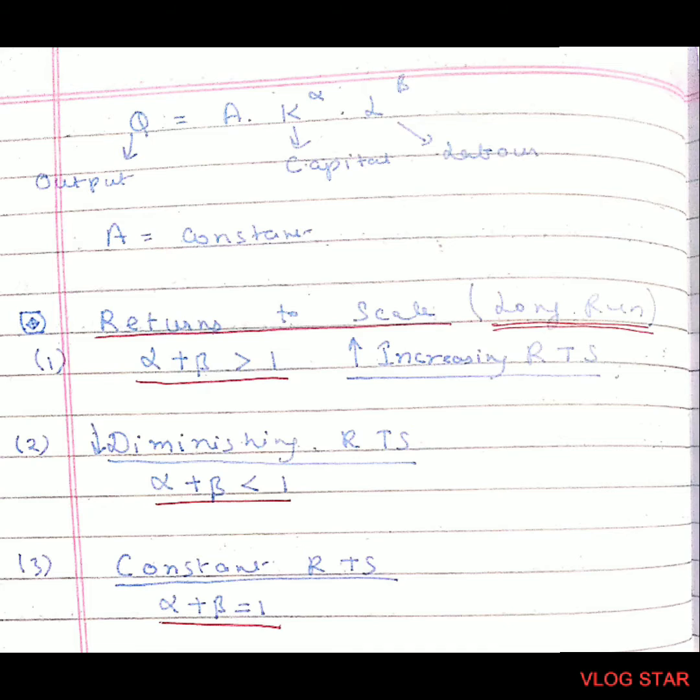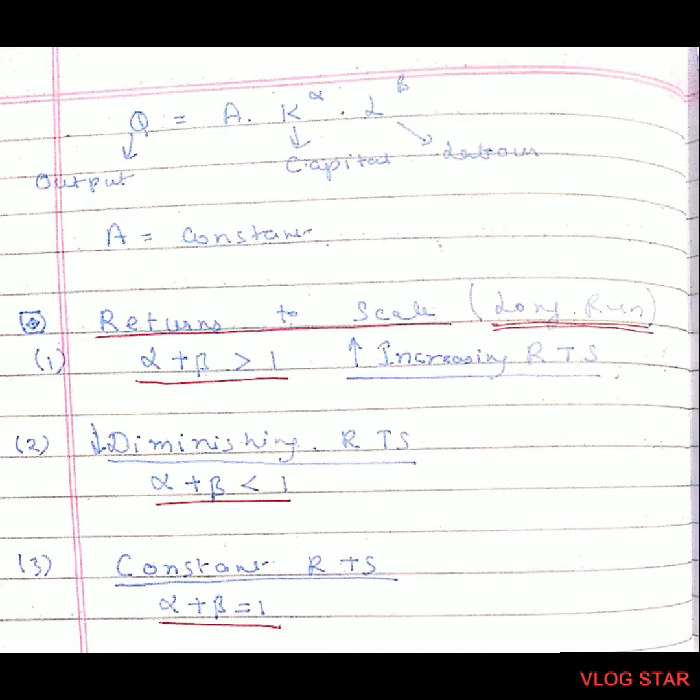So as we saw, in increasing returns to scale, alpha plus beta is greater than 1. What does it mean? It means if you double the capital and labor, the output becomes more than double. This is increasing returns to scale. Now what is diminishing returns to scale? When alpha plus beta is less than 1, it means if you double the capital and labor but the output was not up to the mark, it was less than double.